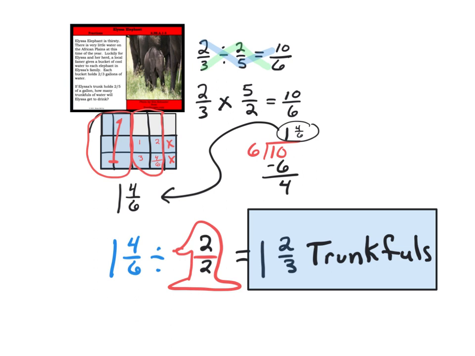Elyssa Elephant is going to dip her trunk into that bucket, and she is going to get 1 2/3 trunkfuls of water. And that's going to be lovely because she's pretty darn thirsty, my friends. Hey, that is how you solve this problem.